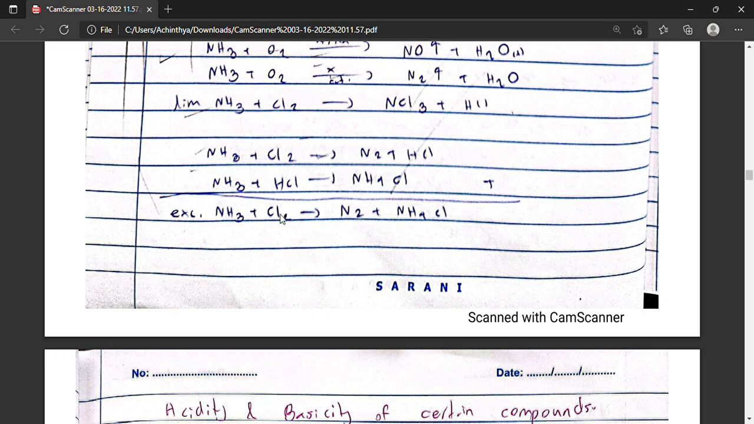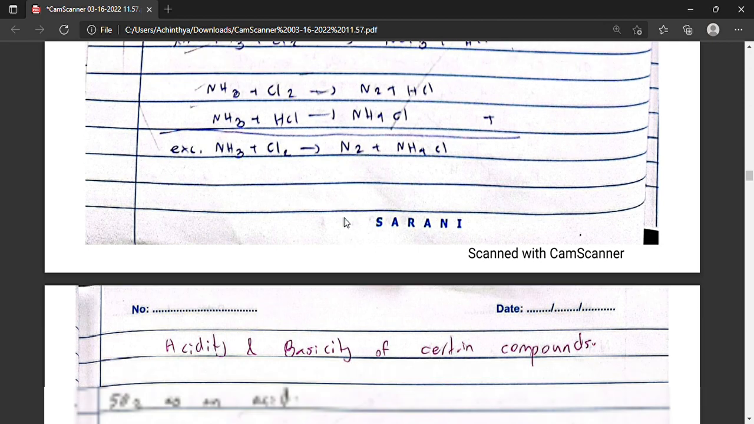And even in this case, the chlorine gets reduced from 0 oxidation state to -1 oxidation state in ammonium chloride, while ammonia gets oxidized. The nitrogen goes from -3 oxidation state to 0 oxidation state in nitrogen gas.